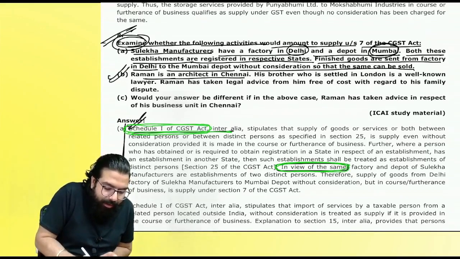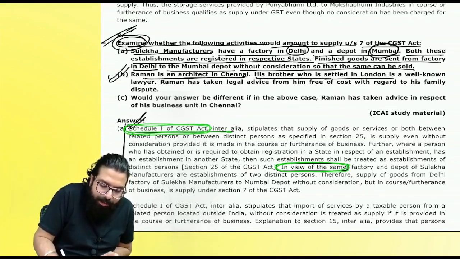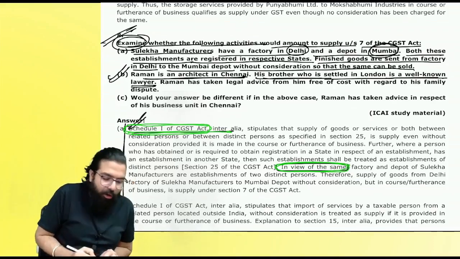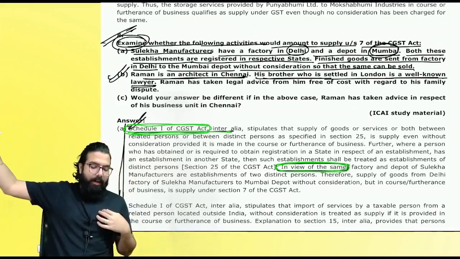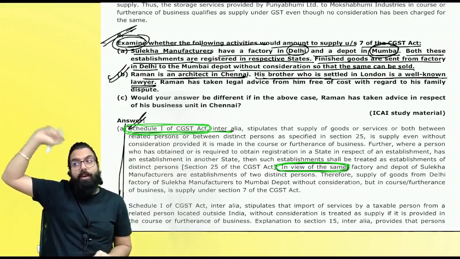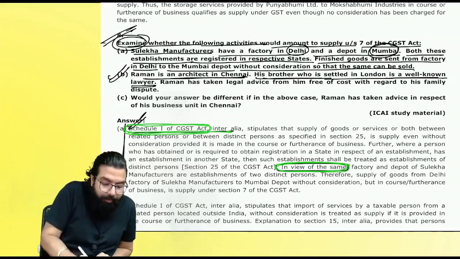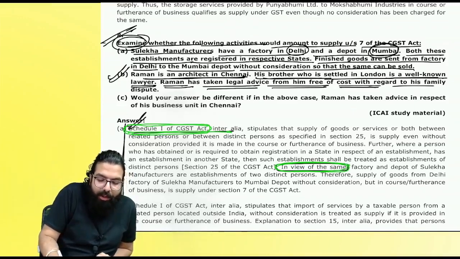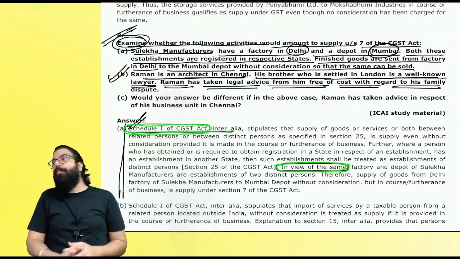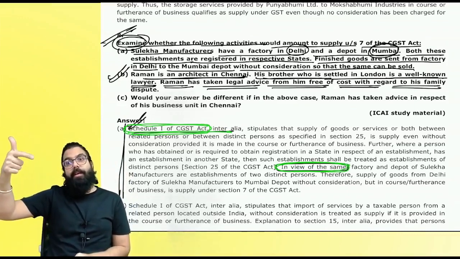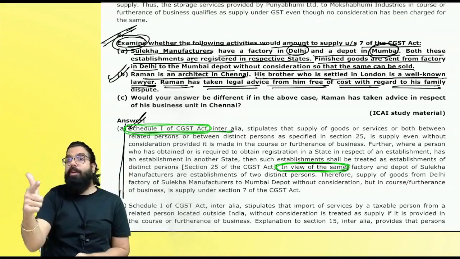Raman is an architect in Chennai. His brother is a well-settled, well-known lawyer settled in London. He is independent. Related person, not related person? Not related. Raman has taken legal advice from him free of cost with regards to his family dispute. Importation of service. Is it from a related person? If he is independent, he is not your related person.